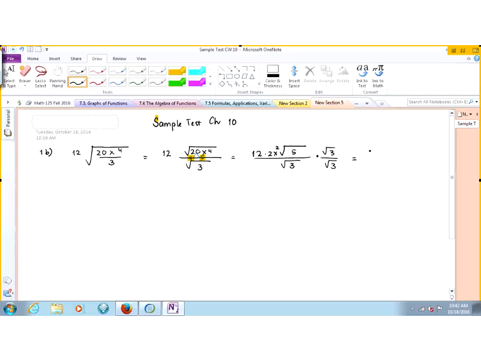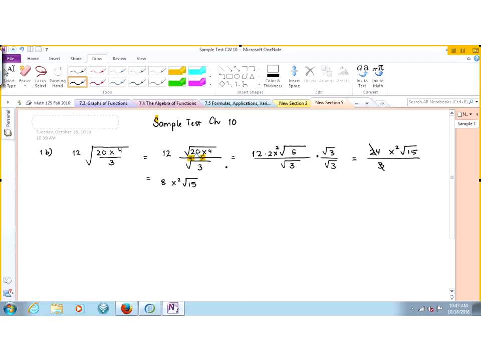So what is this equal to? 24x squared square root of 15 divided by 3. Can we simplify? Which one? 24 and 3, that is equal to 8x squared square root of 15. Yes. Finish. Or you can rationalize first here. You can multiply by square root of 3 over square root of 3 first.